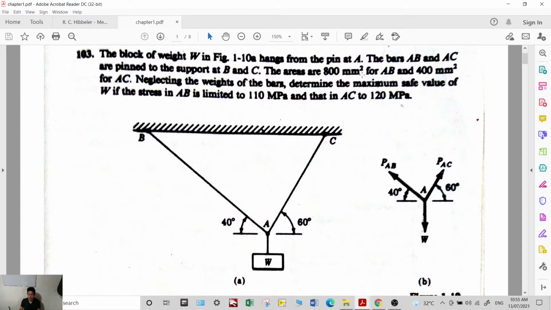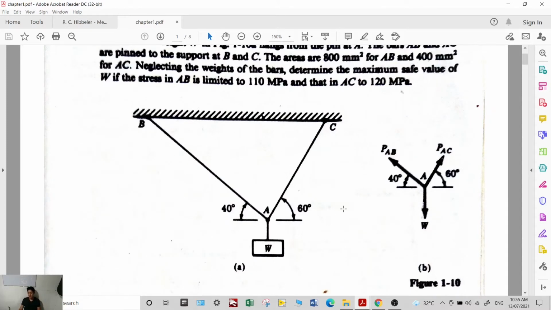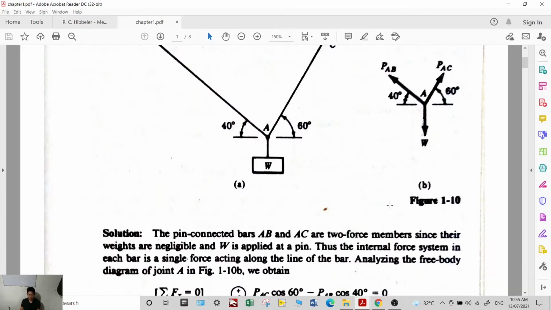Okay, so given the area and the maximum allowable stress that AB and AC can handle, first is to draw the free body diagram. So you have this free body diagram. You have force AB, force AC, and the weight. Okay, so what do we do first here?